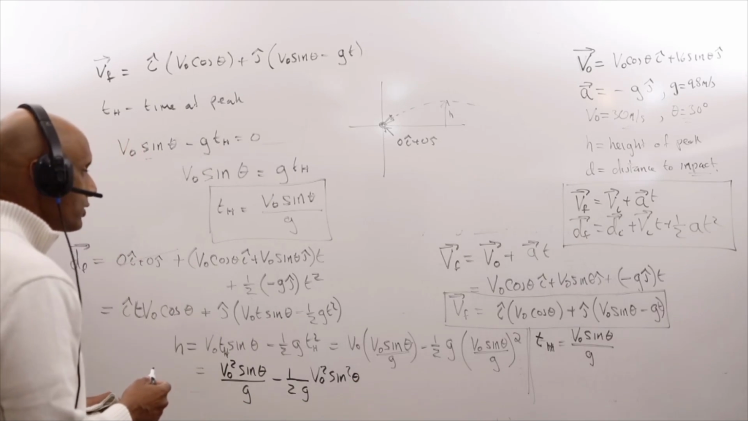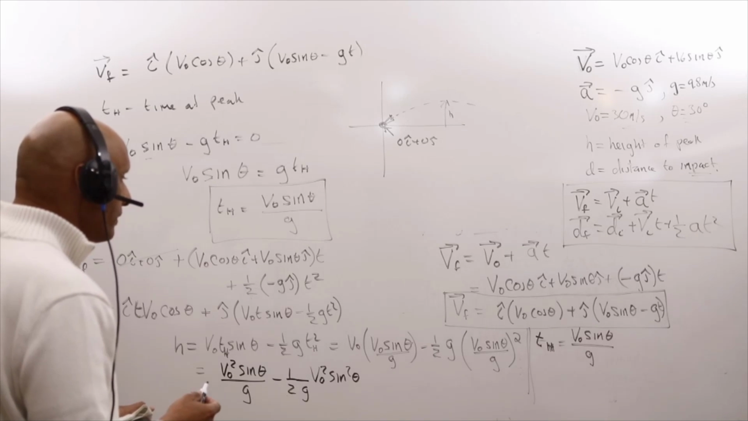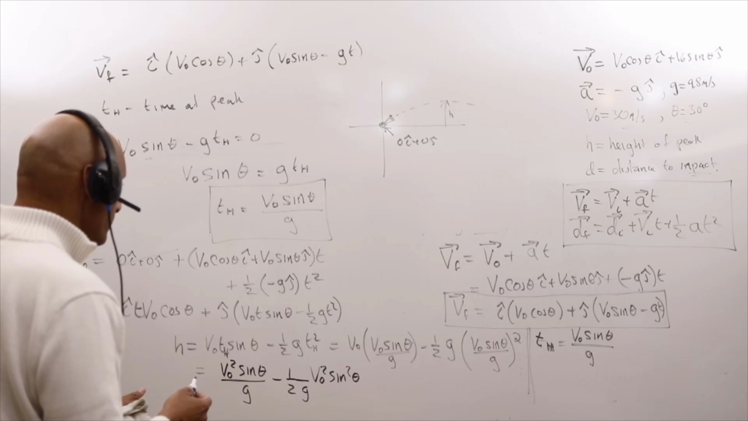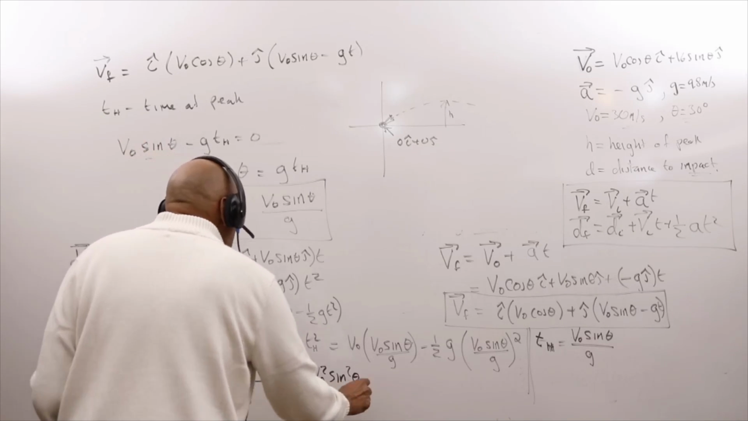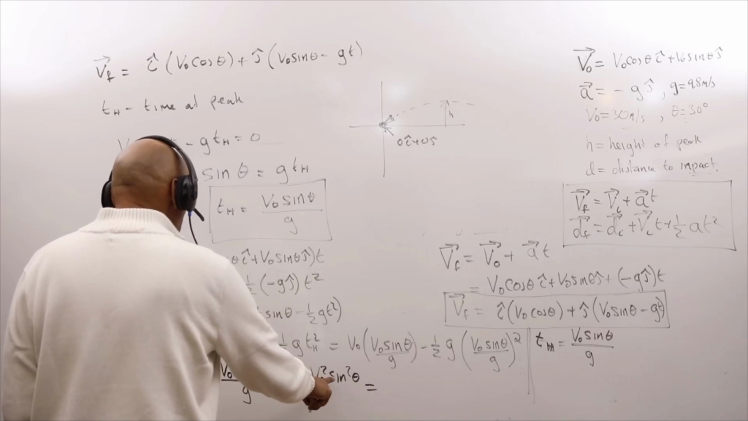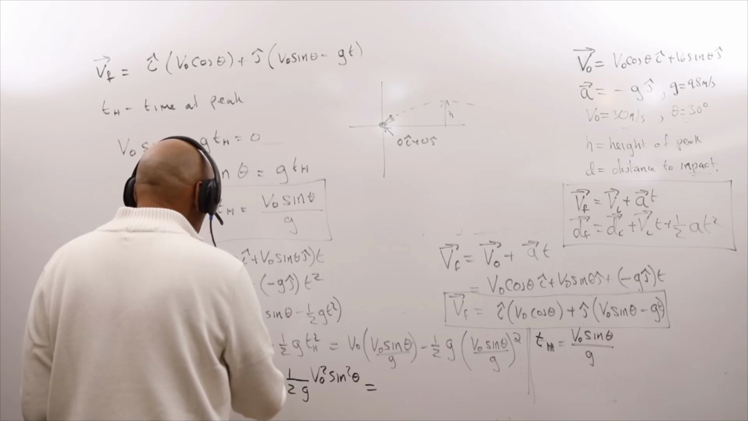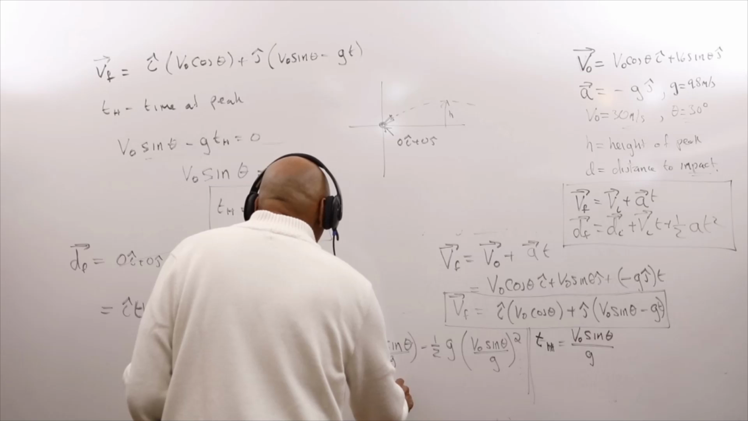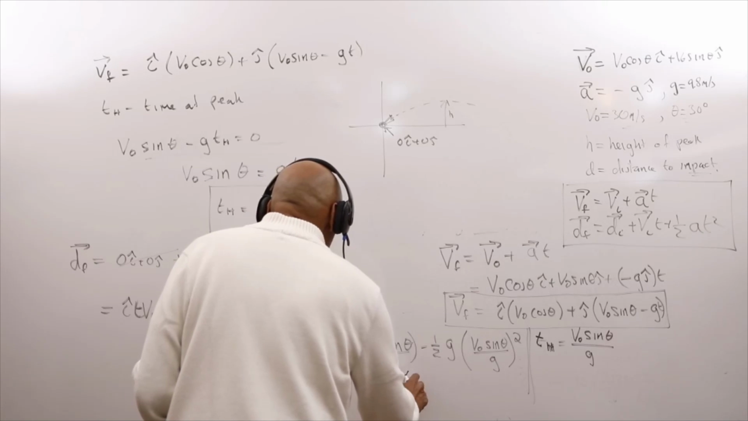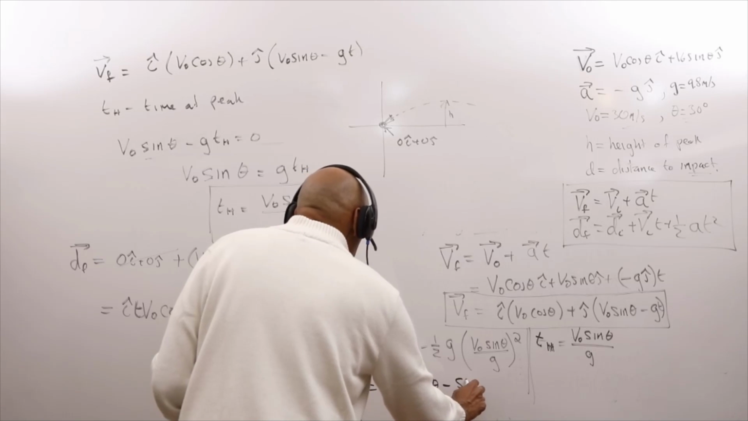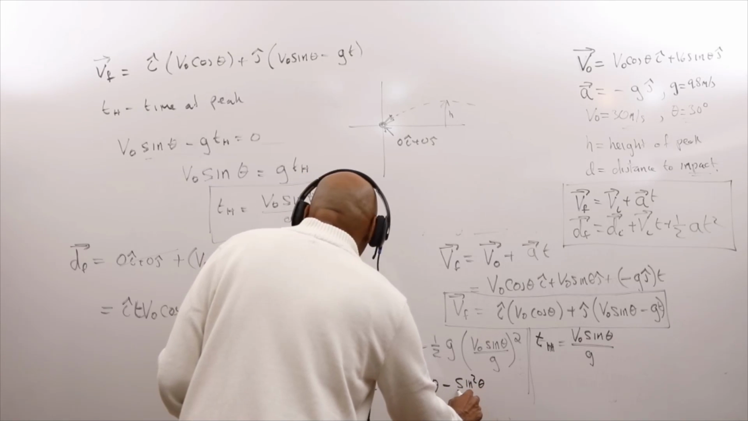V0 squared sine squared theta. And let's double check. V0 squared sine squared theta. Yeah, looks good. So I'm going to factor out this equation. There's a sine theta we can't do anything about, and we can factor out sine squared over g. So V0 squared over g times sine of theta minus sine squared theta over 2.